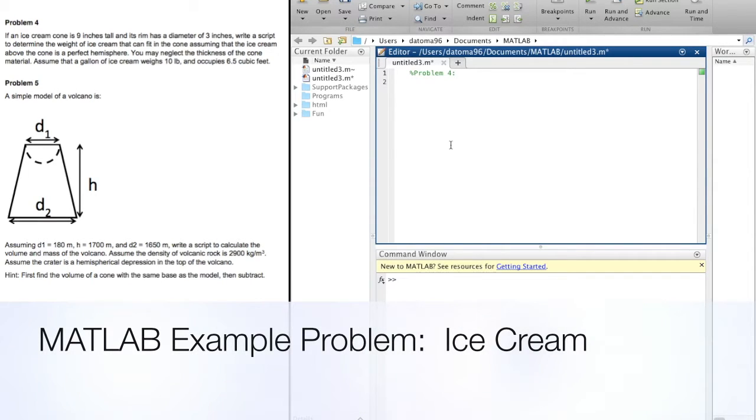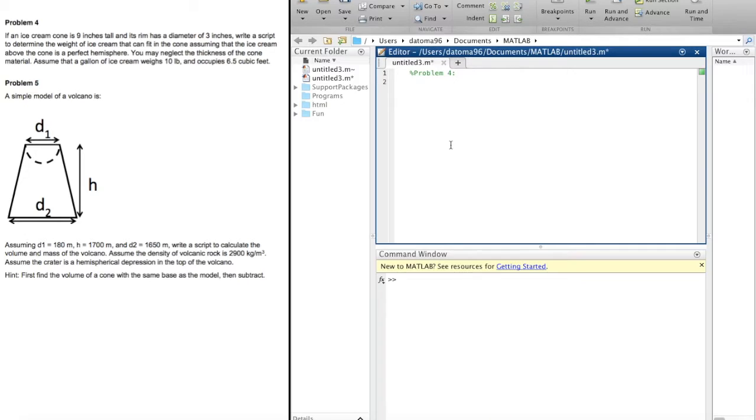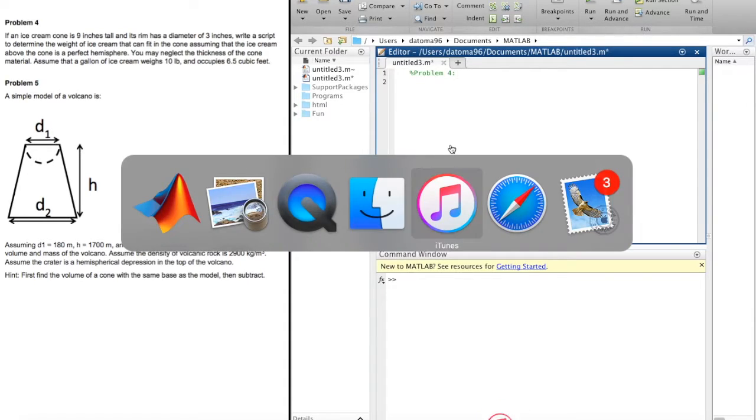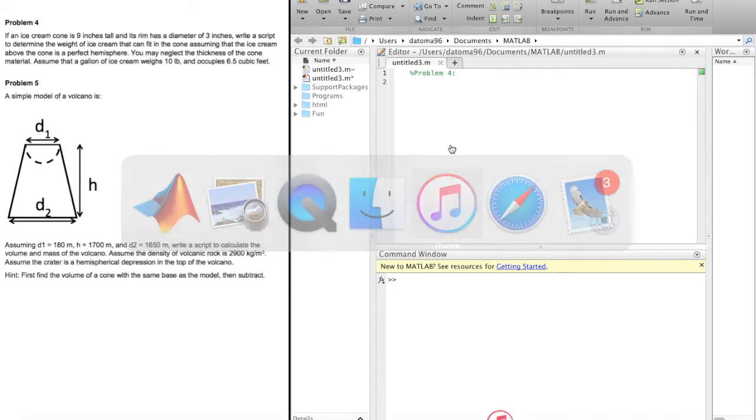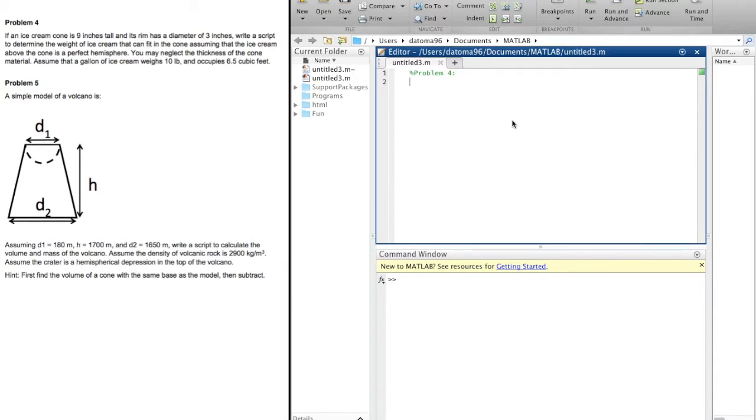So, we have an ice cream cone that is 9 inches tall, and the rim has a diameter of 3 inches. Write a script to determine the weight of the ice cream that can fit in the cone, assuming that the ice cream above the cone is a perfect hemisphere. You may neglect the thickness of the cone material. Assume the gallon of ice cream weighs 10 pounds and occupies 6.5 cubic feet. So, why don't we get to that?